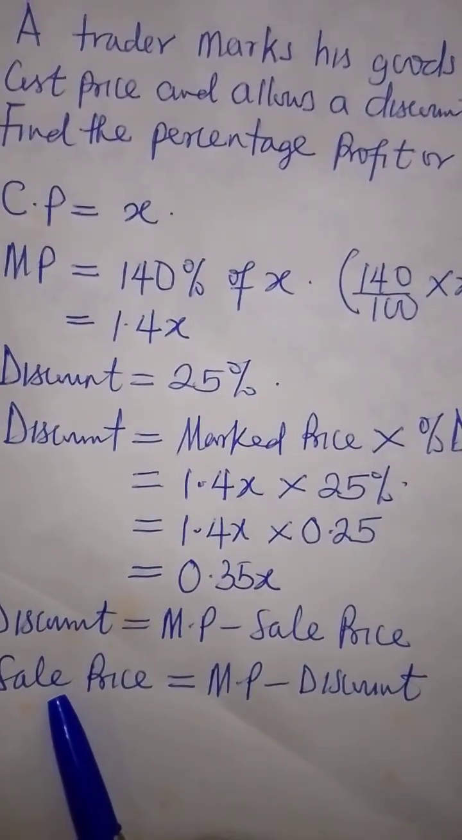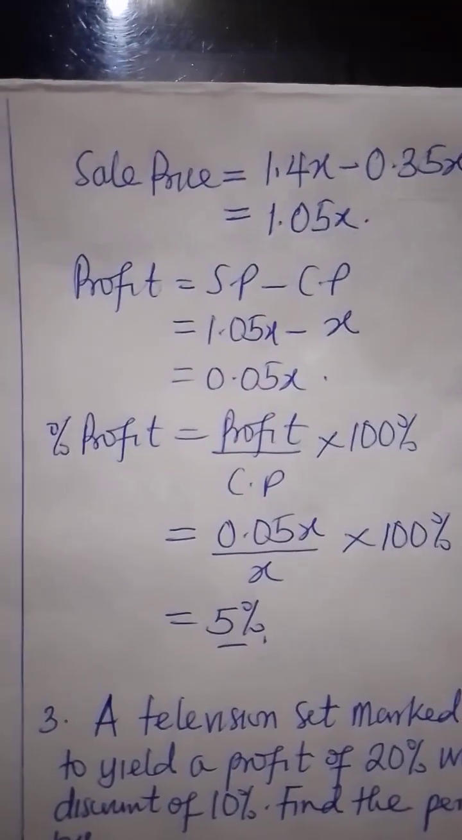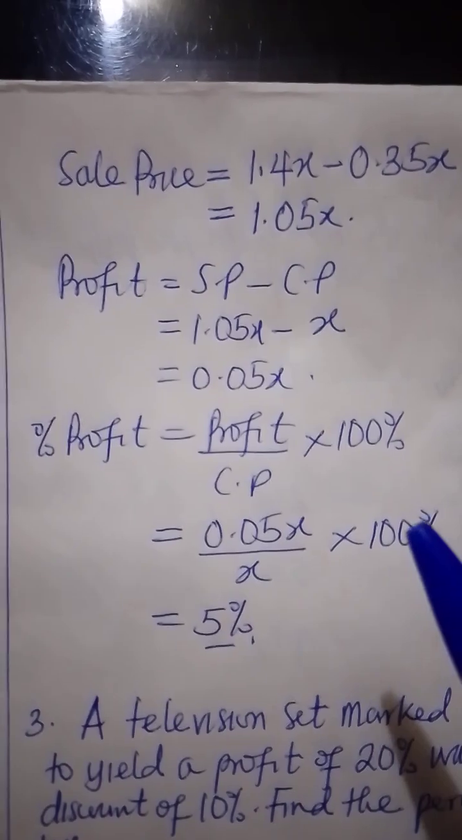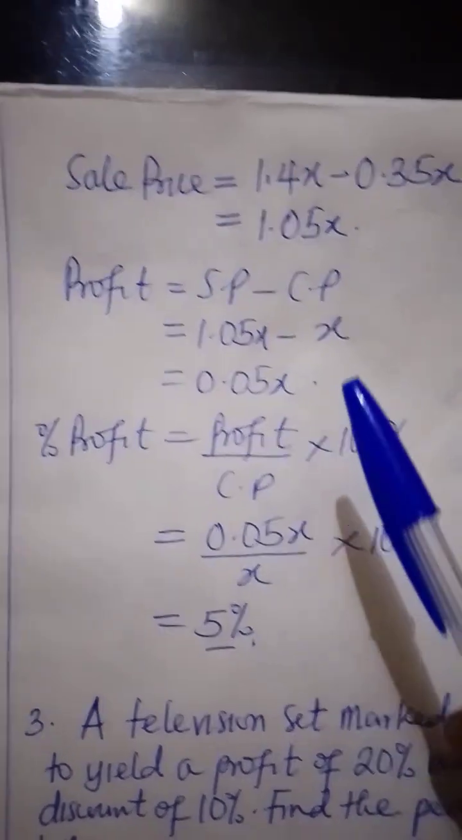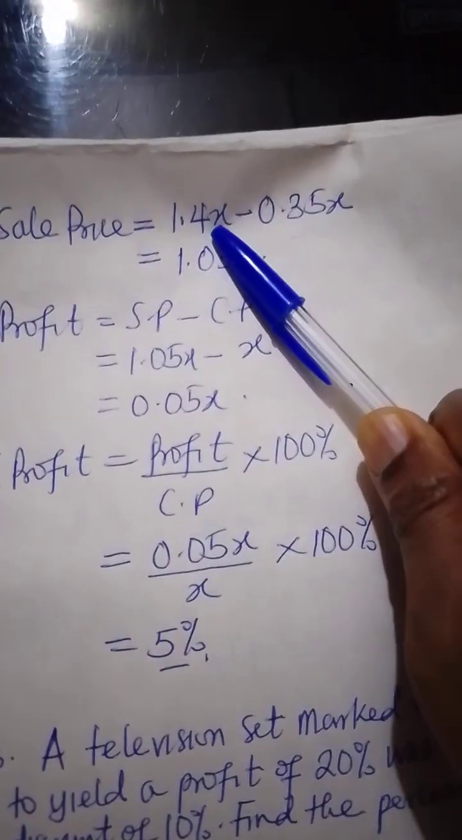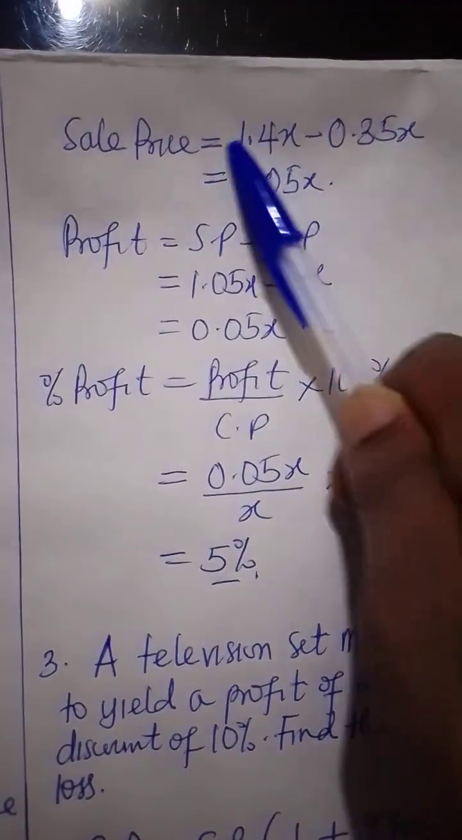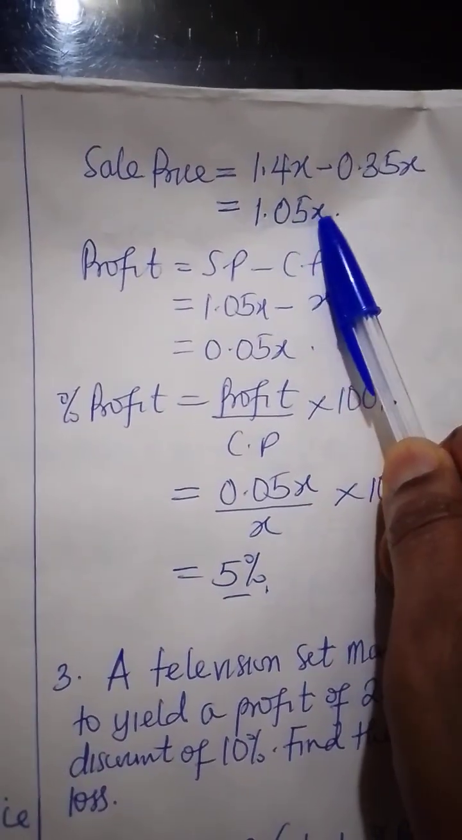So our sale price is marked price minus discount. Our marked price is 1.4x. A discount is 0.35x. So if you subtract, you're going to get 1.05x.